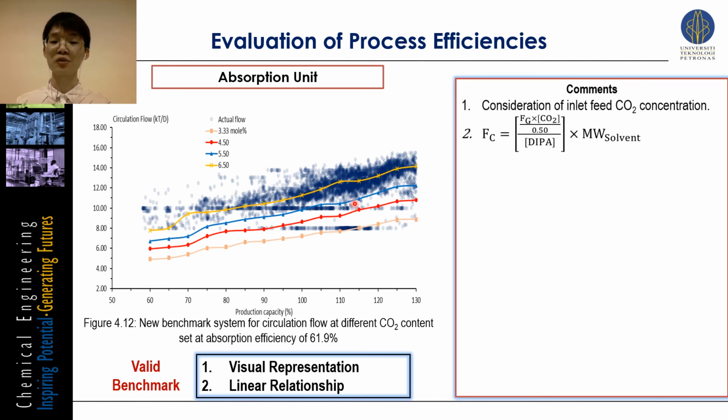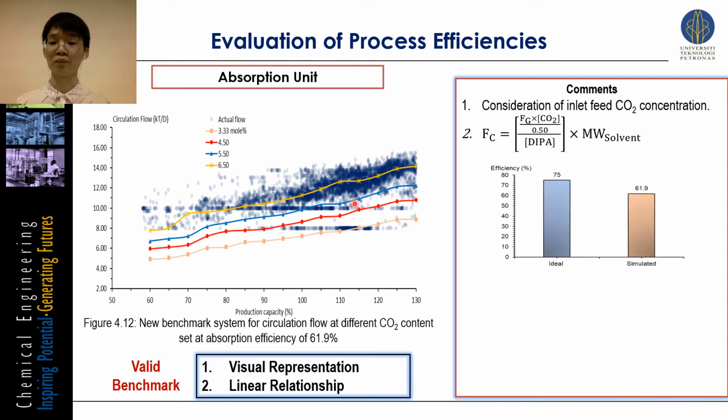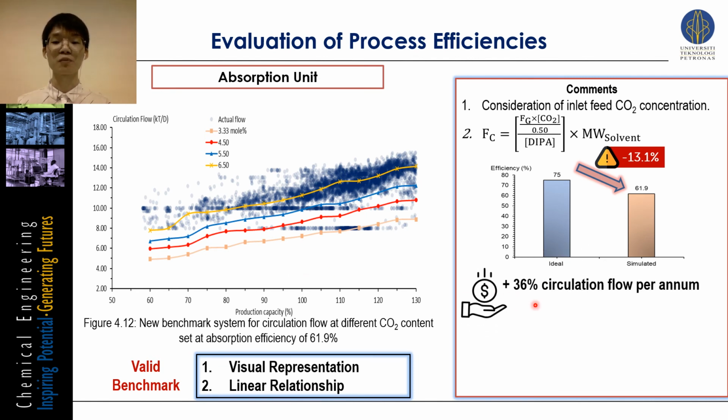Let us look in terms of the efficiency for this absorber. In terms of the absorption efficiency, it's determined that the ideal case will be around 75%, and for this absorption unit, after trial and error, it is determined that the absorption efficiency is approximately 61.9% with a reduction of 13.1%. So by implementing this new benchmark system, what can we conclude? We can actually determine that there will be 36% of the circulation flow per annum savings. And what does this mean? It means that there will be 36% money saving as well.